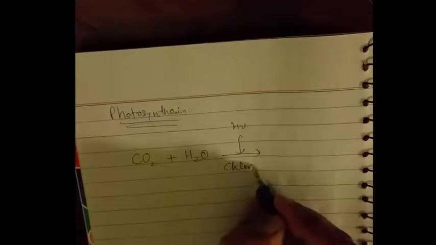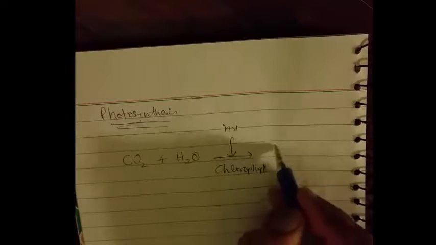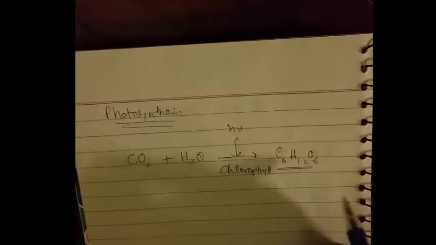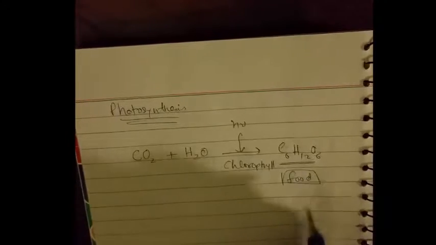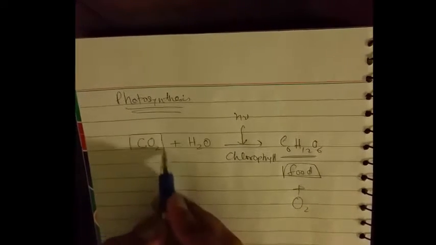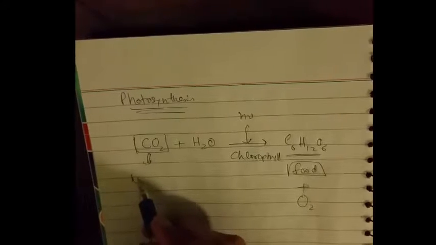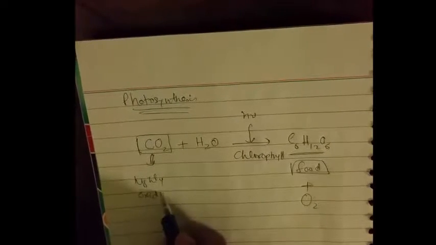This is carbon dioxide, which is present abundantly in the atmosphere. It reacts with water and traps sunlight in the presence of chlorophyll, and it makes C6H12O6, which I deliberately call food. Although it is glucose, I am deliberately calling it food, and we get oxygen. You see that carbon is present in its highly oxidized form, called carbon dioxide. It cannot be further oxidized. This is the fully oxidized form.